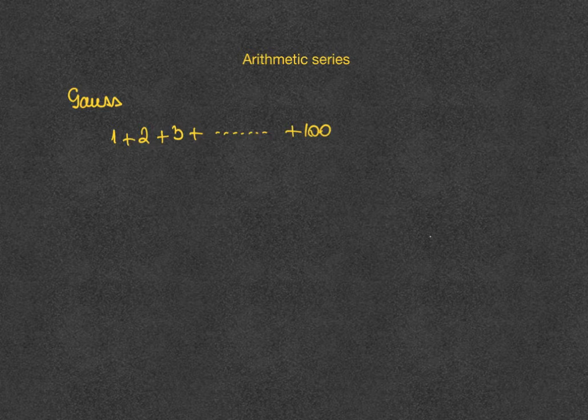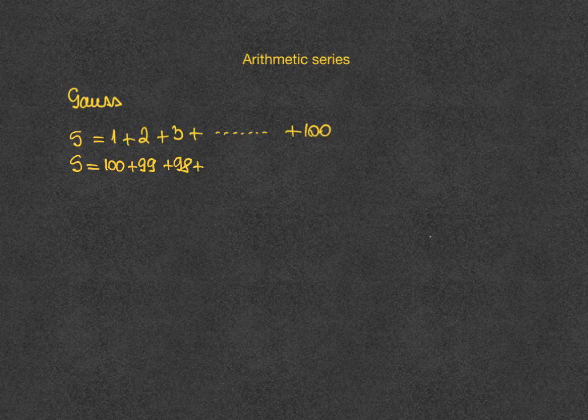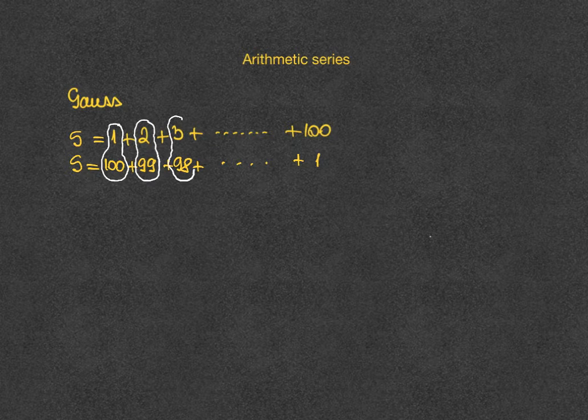But Gauss immediately came up with a solution. So what he thought was that this sum is S. And he wrote the same sum the other way around. 100 plus 99 plus 98 down to 1. So instead of adding on the horizontal, he added on the vertical. So here is a group of 101. And here is another group of 101. And here is another group of 101. So each of the groups will make 101.